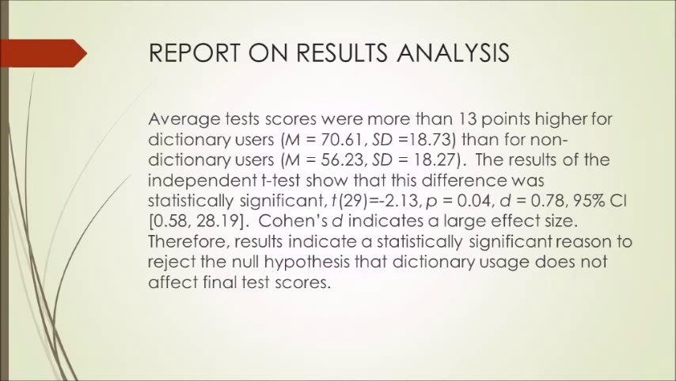Average test scores were more than 13 points higher for dictionary users than for non-dictionary users. The results of the independent t-test showed that this difference was statistically significant at p equals 0.04, and Cohen's d was 0.78, indicating a large effect size. Therefore, the results indicate a statistically significant reason to reject the null hypothesis that dictionary usage does not affect final test scores.